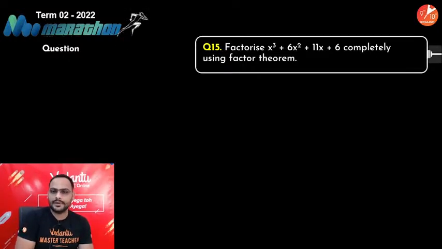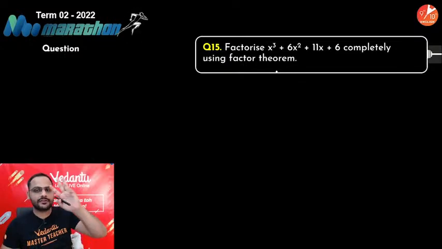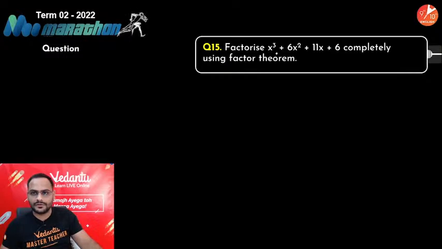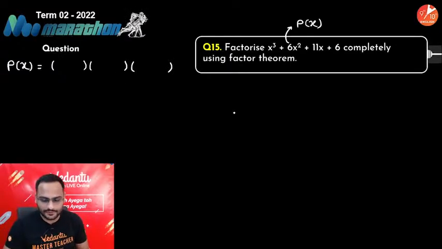Factorize x cube plus 6x square plus 11x plus 6 completely using factor theorem. Factor theorem लगाना है बेटा. In factor theorem, obviously you know this is a cubic equation, there will be 3 zeros, then we will have 3 factors. So I will say this polynomial p of x can be written as the product of its factors. We can write it as a product of its factors, right?